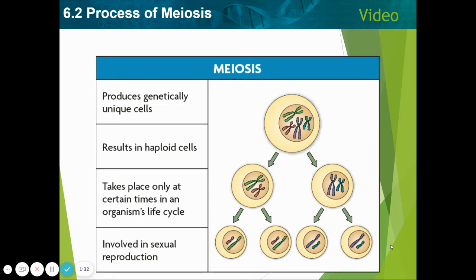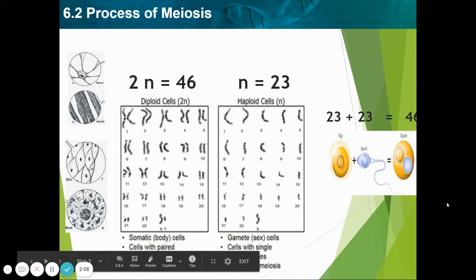Unlike mitosis, which occurs throughout an organism's life for growth and for repair, meiosis only occurs during certain stages in an organism's life cycle, and that's during the time periods when a person will reproduce. So, from puberty to menopause, we could say, if we're talking about females. And we're not talking about the creation of new skin cells or muscle cells. We're talking about the production of what are called gametes, egg and sperm cells. So this is involved in sexual reproduction.